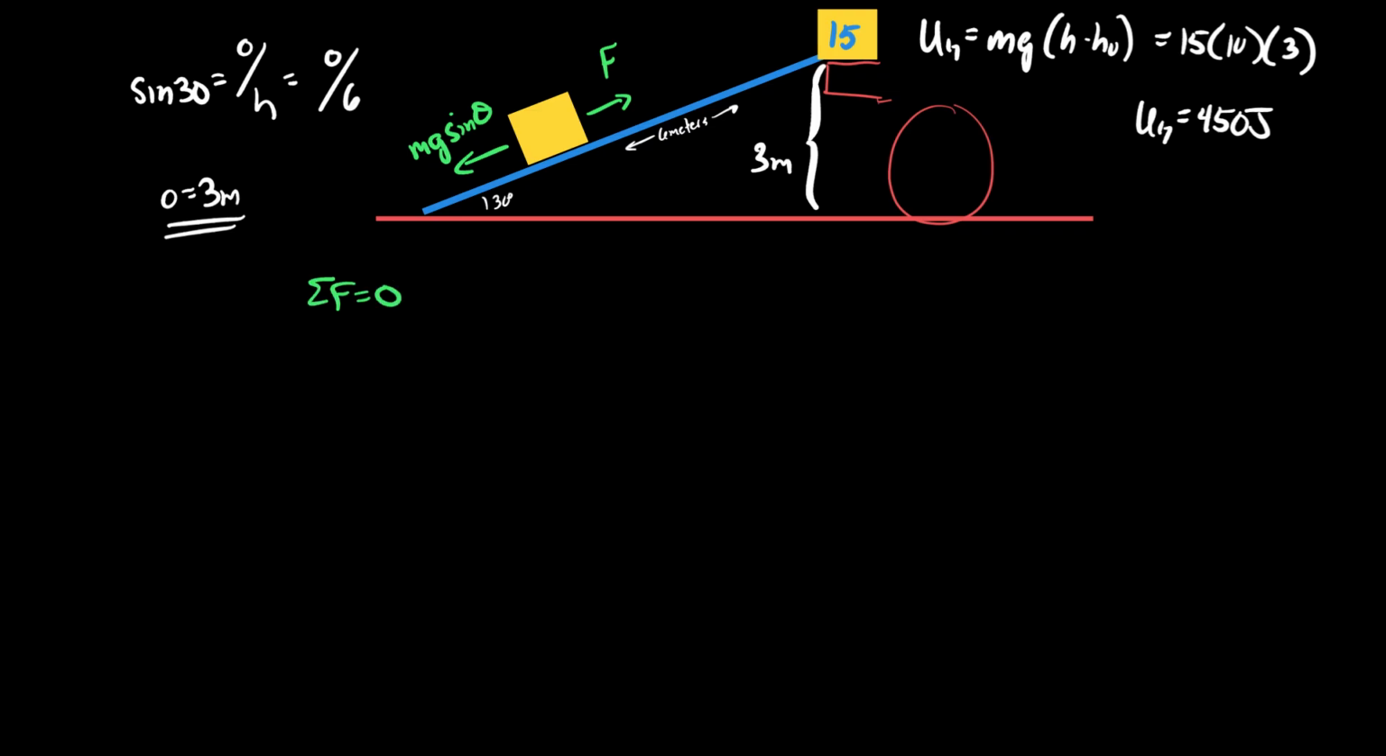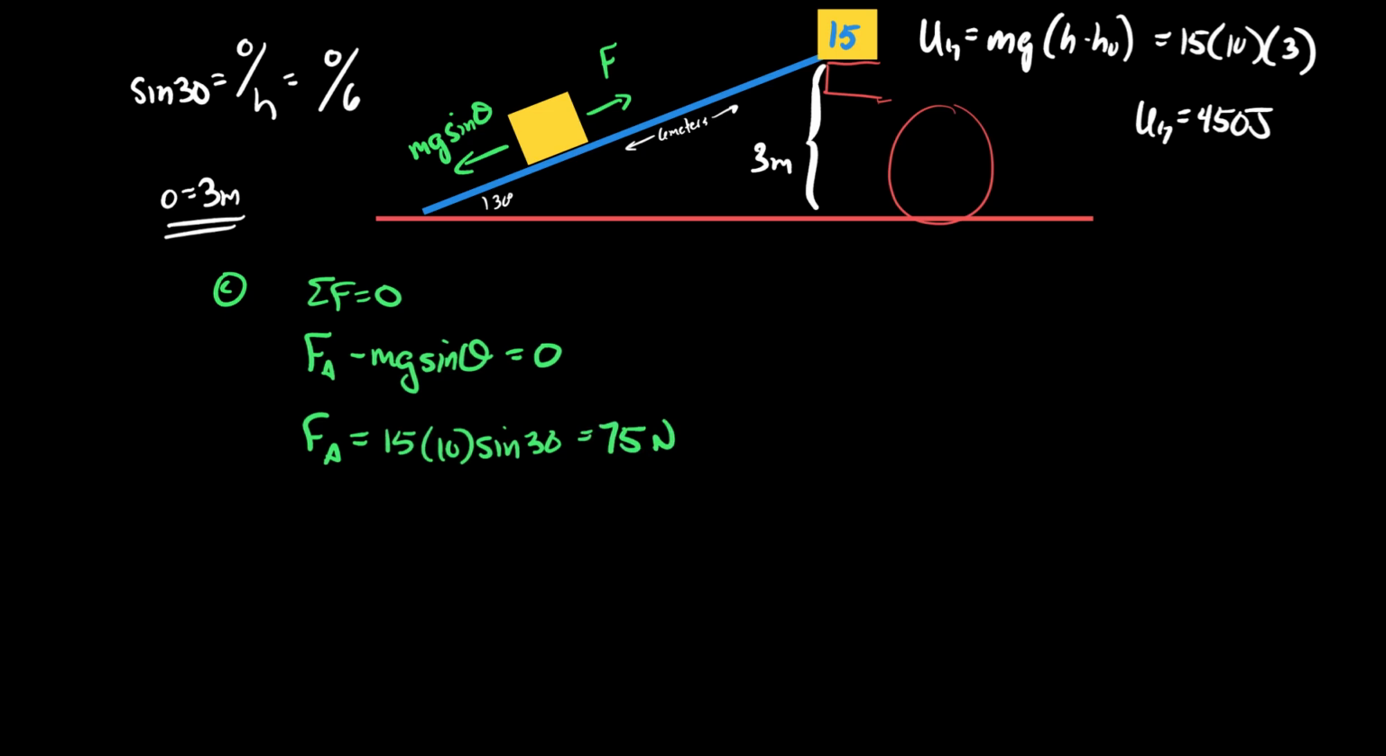It says I'm going to be pushing the box at a constant velocity. So that means my applied force minus mg sine theta has got to be equal to 0. So that suggests that I have to apply a force equivalent to 15 times 10 times the sine of 30. So that's going to be 75 newtons of force.